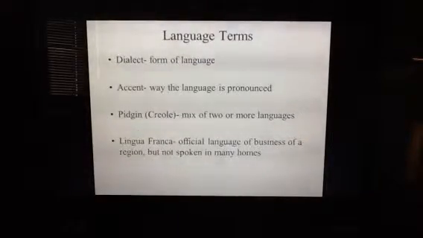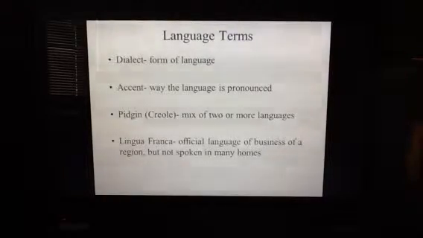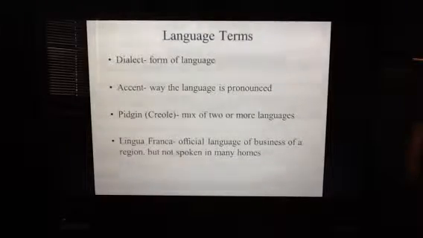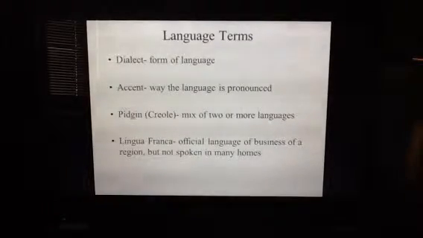Lingua franca is the official language of business of a region, but it may not be spoken in many of the homes. For example, if you go to Bolivia in South America, many of the people in Bolivia will speak Amharic, which is a native language, but the lingua franca of the region is Spanish, because Spanish is the language of business and it's the official language of the country.